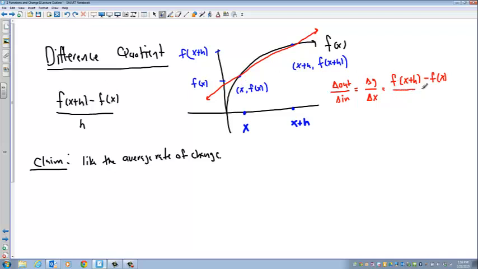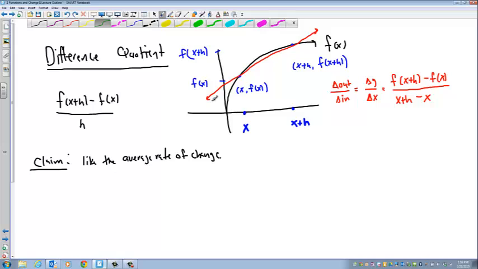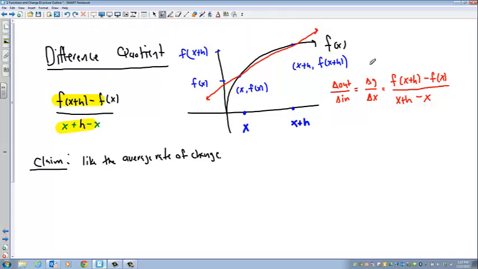And then we would divide by the change in the inputs. So the change in the inputs, where you go from x to x plus h, to find the change, you take the difference of these two things. And so you take x plus h minus x. And what you want to notice is that the x's here, since you have x plus x and minus x, they actually cancel, and you're left over with just an h in the bottom. So really, these two things right here are exactly the same.